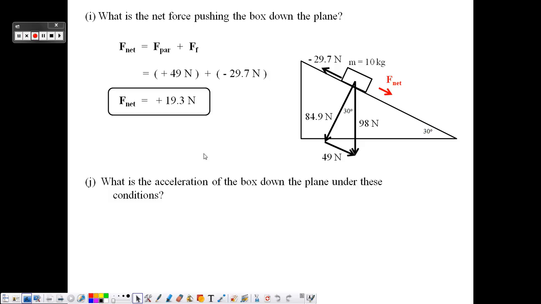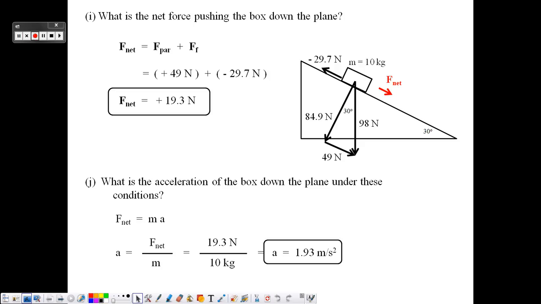Lastly, what is the acceleration of the box down the plane under these conditions? Okay, well, Newton's second law says that the net force is equal to ma. Solving for the acceleration, we get the net force divided by the mass. Inserting my values, the calculation is easy. It's 1.93 meters per second squared.